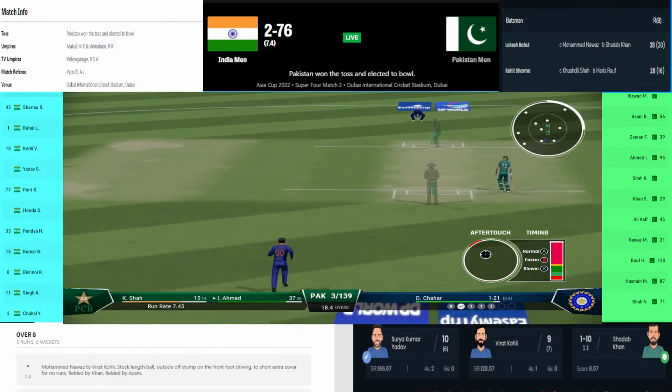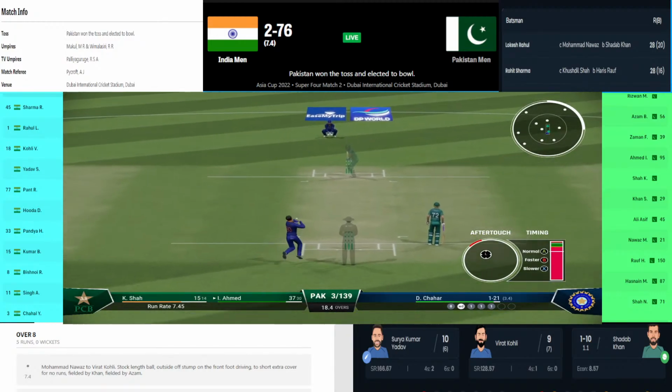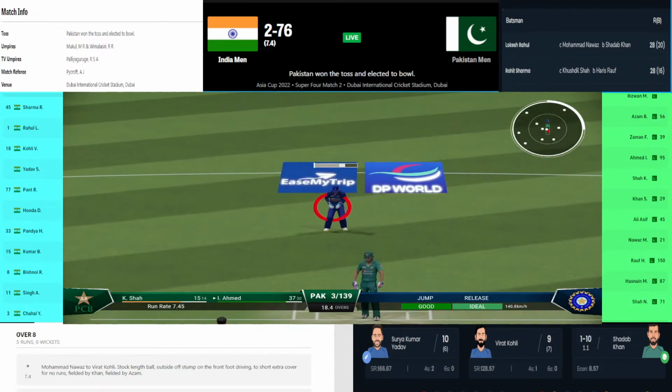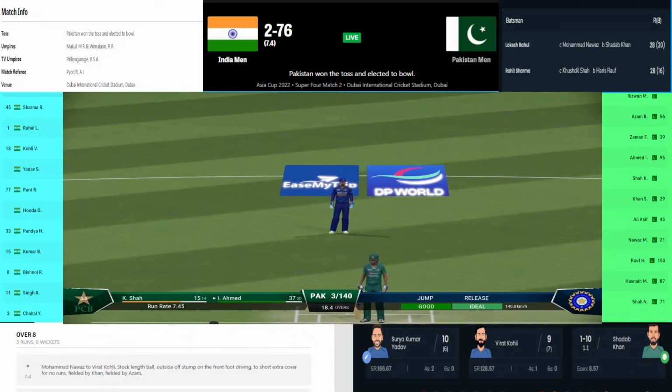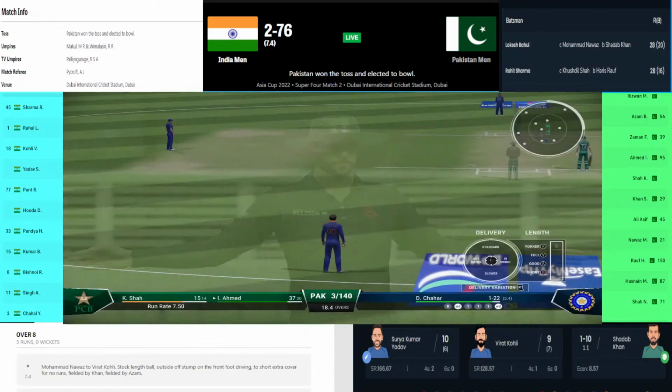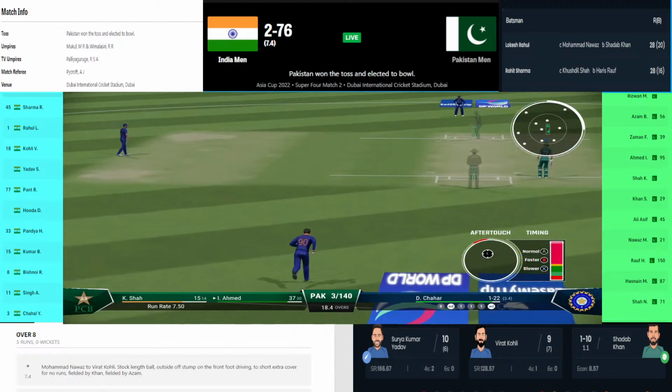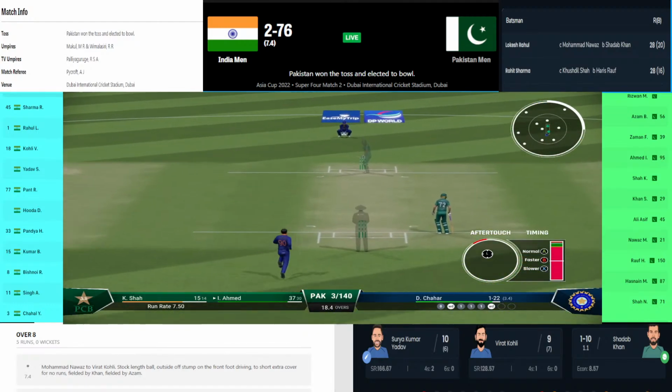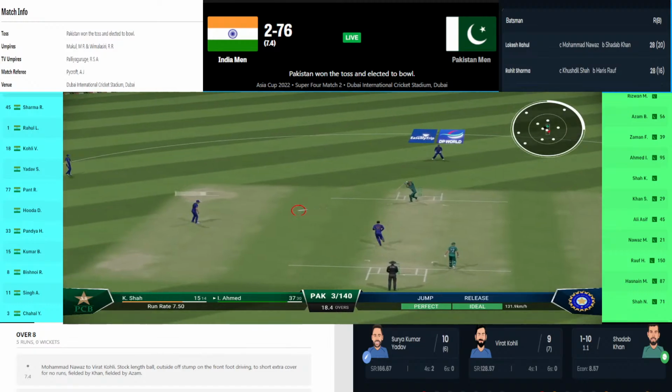And now last delivery coming up to Kohli from Nawaz. This time again, Kohli jumps on the ball. Indian batsmen are just jumping on the ball, each and every ball I have seen from the start. So after 8 overs, Indians are 79 for 2.